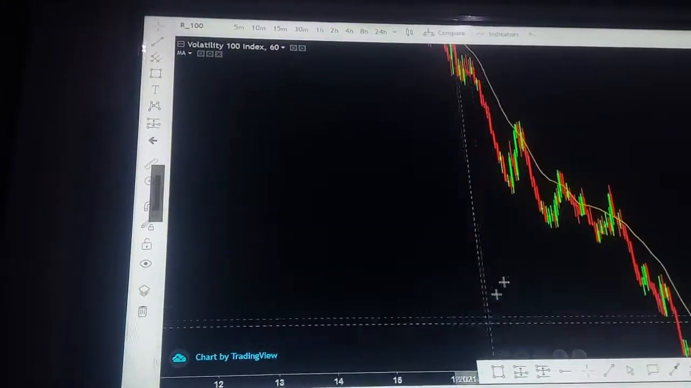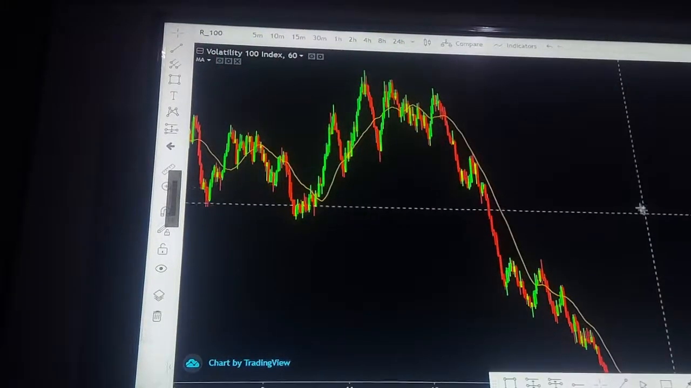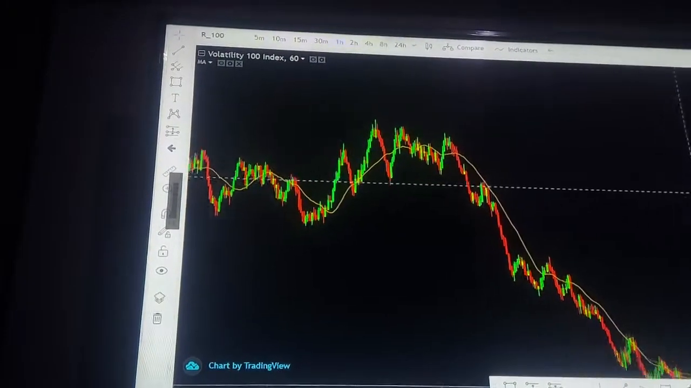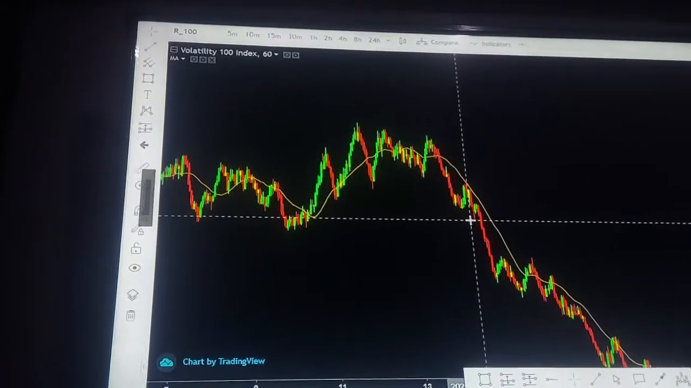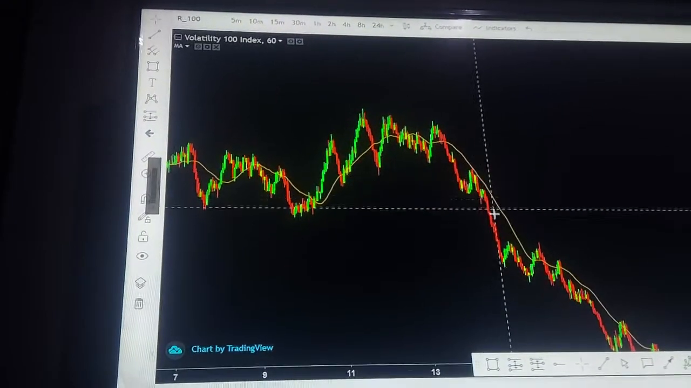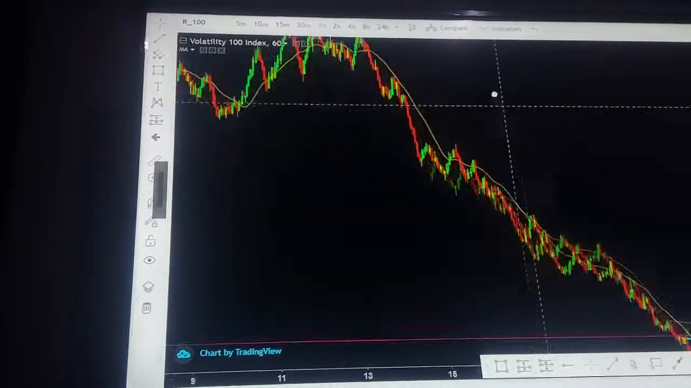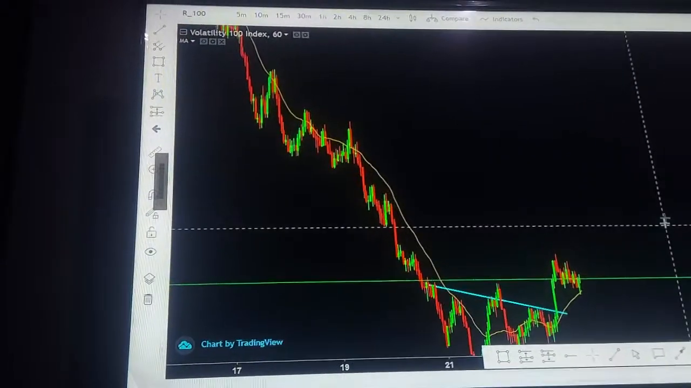Something like that happened earlier on, and I was able to take the trade. Something like this happened. We got a rejection, then after the rejection, a pullback testing this moving average. Then I entered the trade. It was a nice trade, one of the nice trades I took this week. So that's what I'm presently waiting for now.